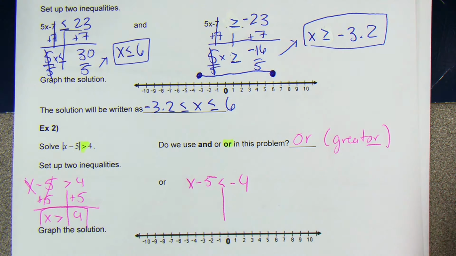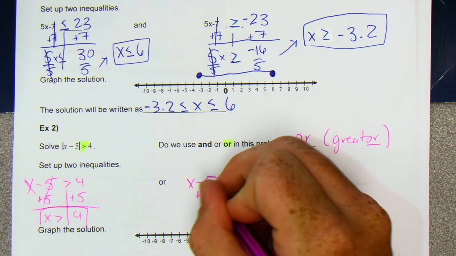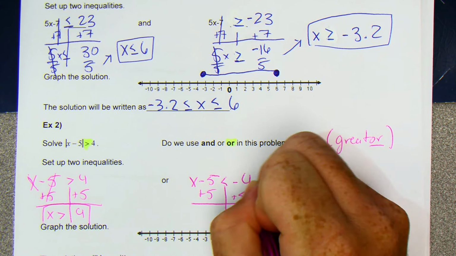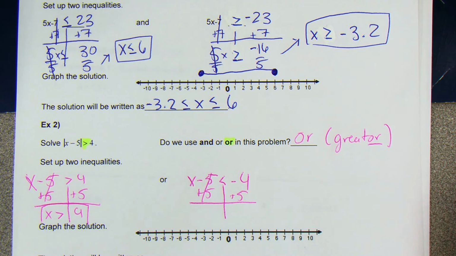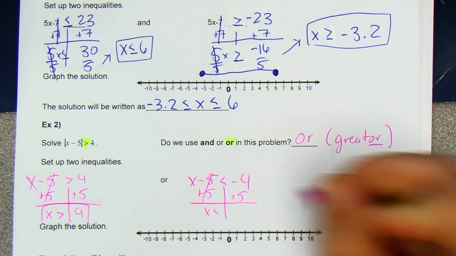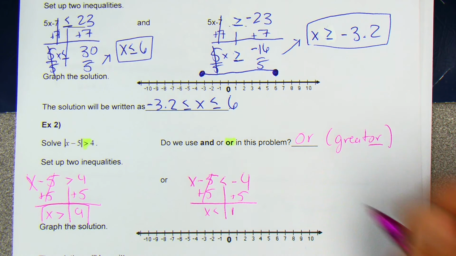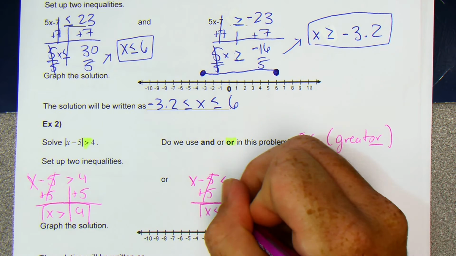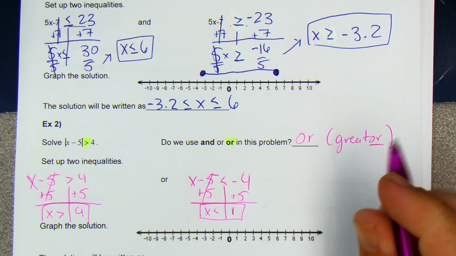Over here, same thing. I'm going to add 5 in order to move it. The opposite of a -5 would be a +5. -5 plus 5 again is 0. So I'm left with x is less than, and -4 plus 5 would be 1. Okay, so those are my two solutions.